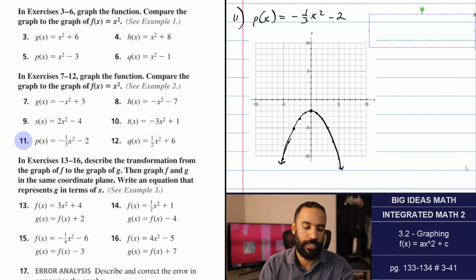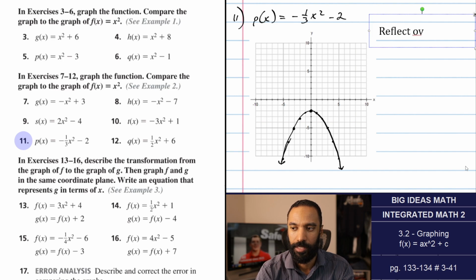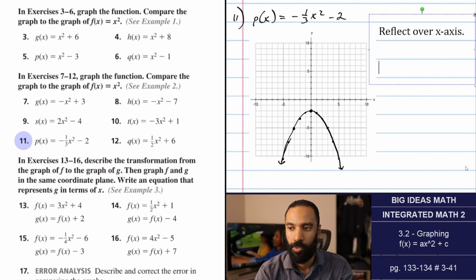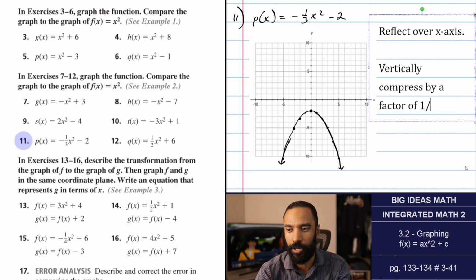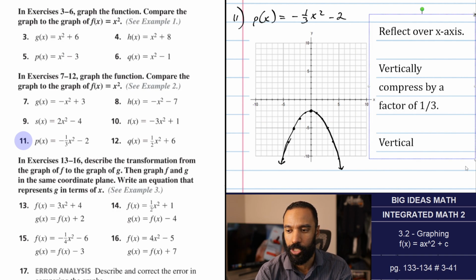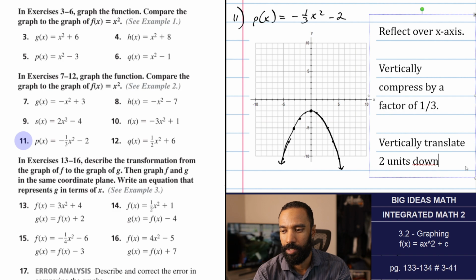So we are going to reflect over the x-axis. We are going to vertically compress. Is that our first compression? Yep, by a factor of 1/3. And we are going to vertically translate 2 units downward.